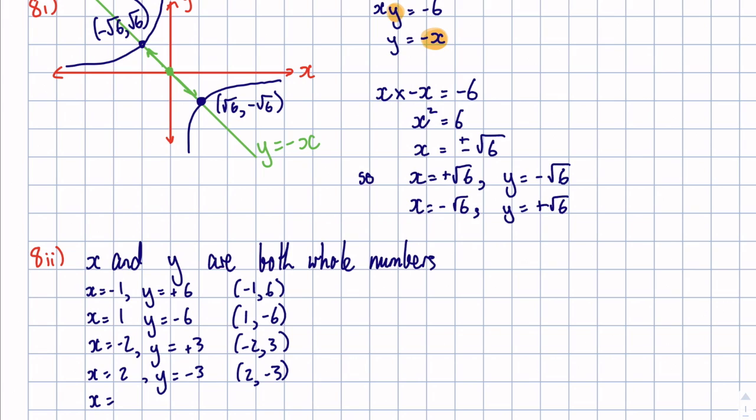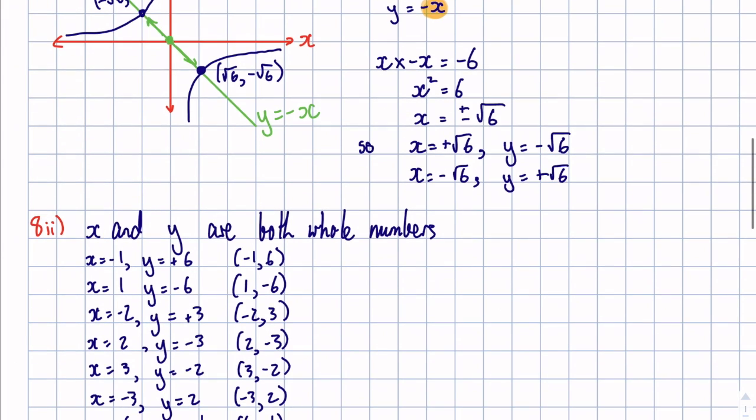When x equals 3, y equals negative 2. So we've got 3 comma negative 2. And x equals negative 3, y equals 2. Then x equals 6, y equals negative 1, and finally x equals negative 6, y equals positive 1. I think I've got them all. That's all the pairs where they times together to give whole numbers. So x times y equals negative 6, and they're both whole numbers.